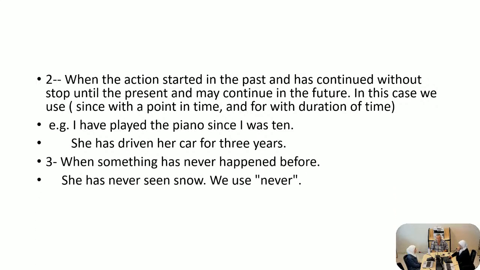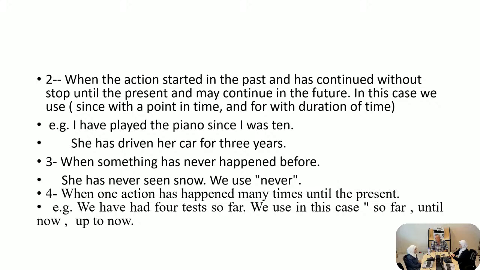We also use it when something has never happened before. She has never seen snow. Here, she has never seen it before, so we use never. And it's also used when one action has happened many times until the present. We have had 4 tests so far. We use, in this case, so far, until now, up to now.